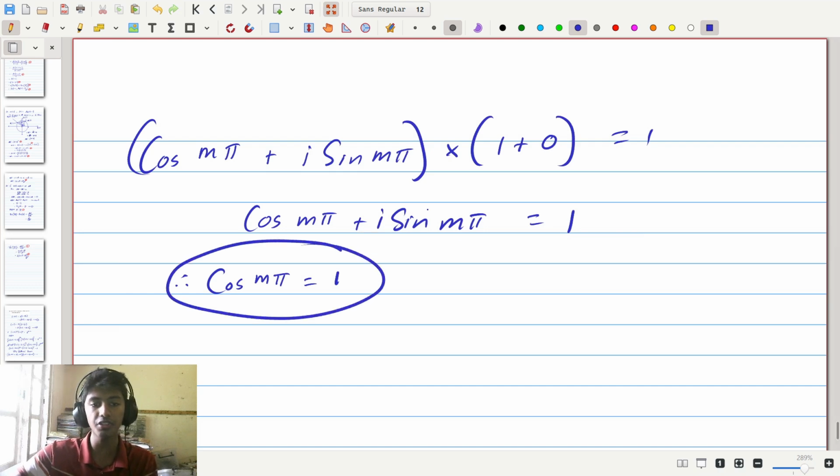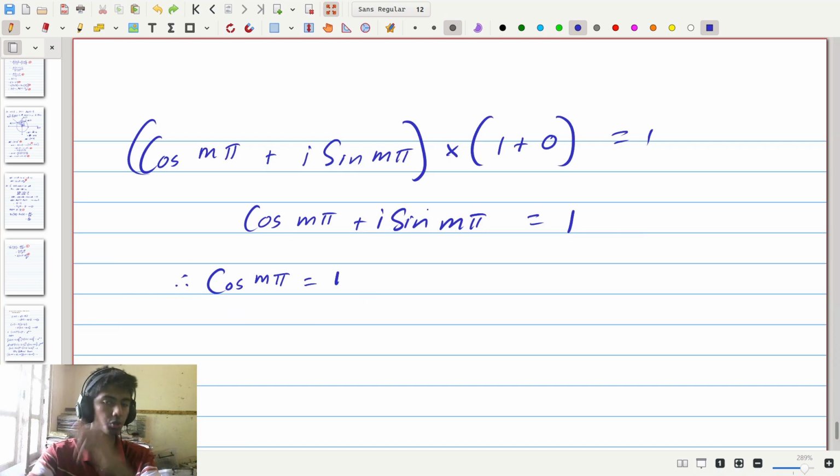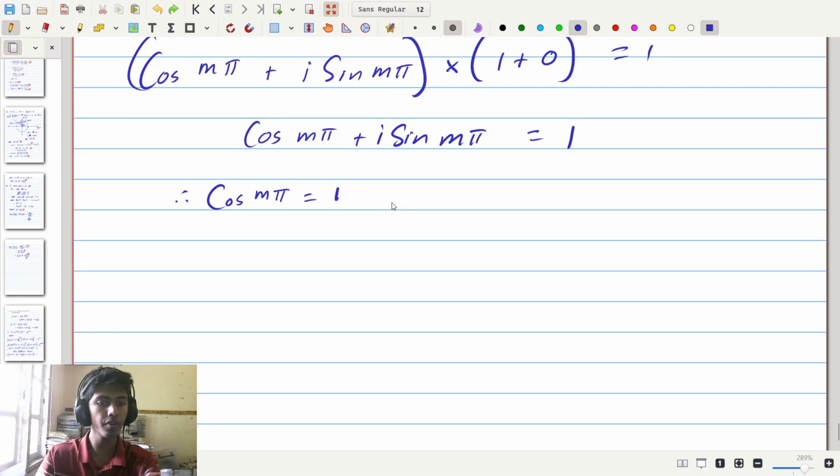We can just use this and simplify it down, but if you want, you could write that part as well. But moving on, we know that the cosine of m pi must be equal to 1. Now, 1 is also equal to the cosine of 0, which means that the cosine of m pi must be equal to the cosine of 0.